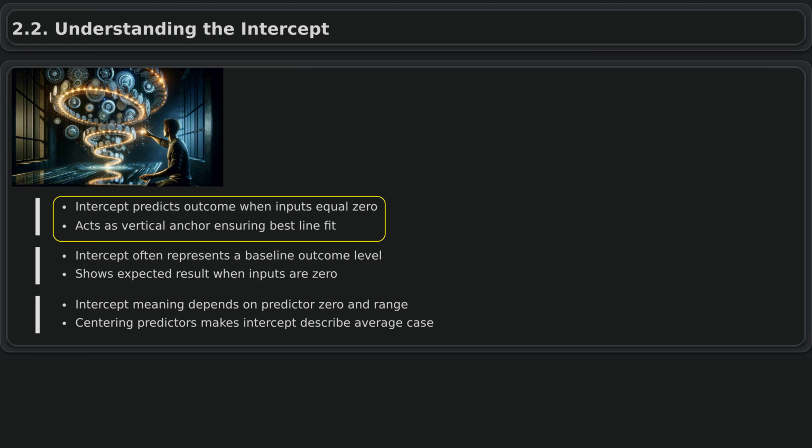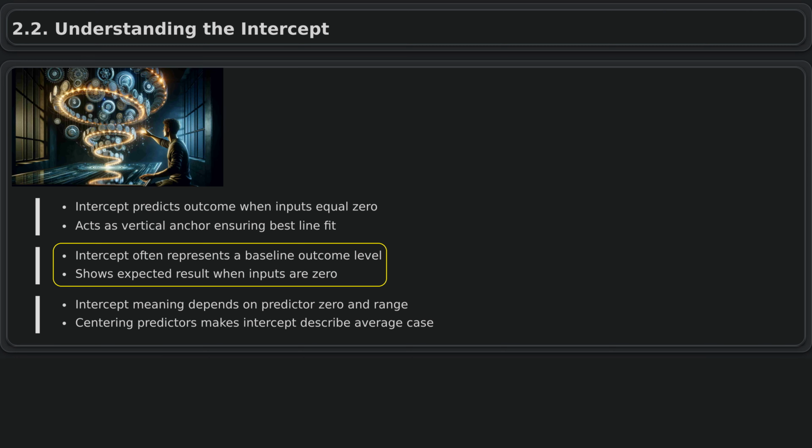Despite this, the intercept is important because it anchors the regression line vertically and allows the model to fit the data as well as possible. In other words, it is mathematically essential for achieving the best least squares fit, even if it does not correspond to a meaningful, real-world case.